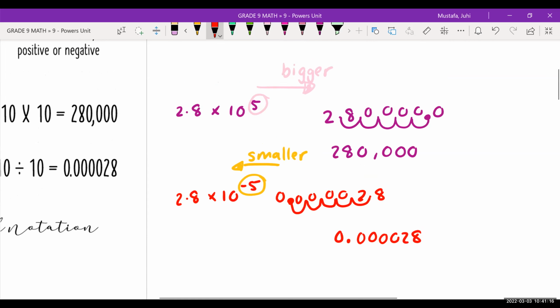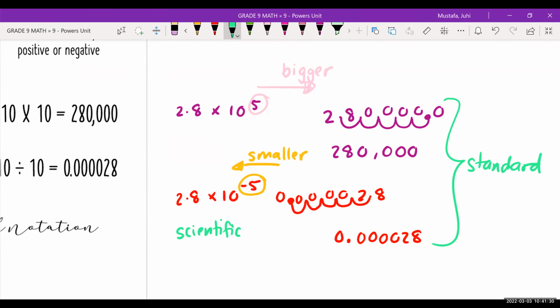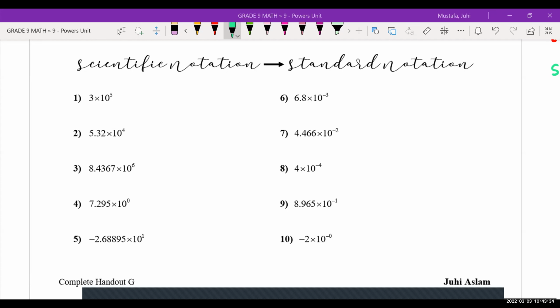Okay, another thing I want to tell you is that these numbers right here are known as scientific notation, and these numbers over here are in standard form. So you're going to see us use the words a lot, go from standard to scientific or scientific to standard. And that's what we're going to practice. Let's get it.